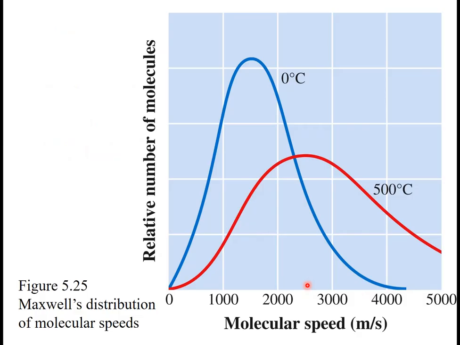This is a figure from the textbook, and it shows the distribution of speeds at two different temperatures. At 0 degrees, which is cooler, molecules move slower, but there is a distribution. At 500 degrees, being warmer, the average speed is faster, but it's also a bigger distribution. Some molecules are going really slow, others really fast, but the average speed is what we're going to be calculating here.